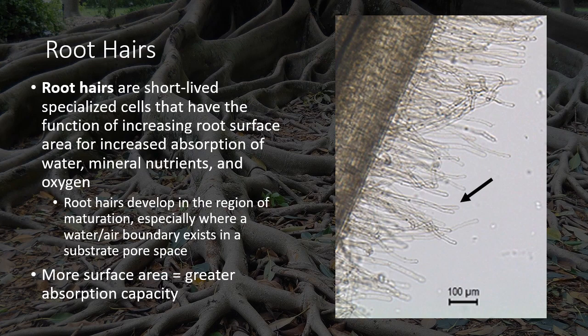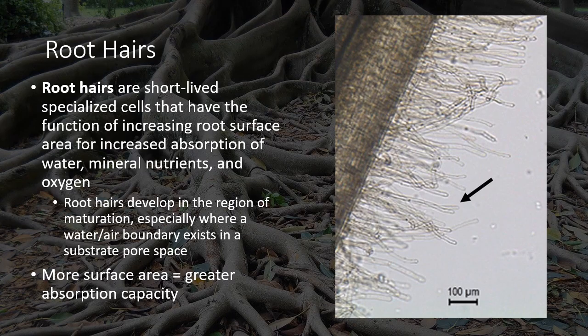They are short-lived and they really only develop in the region of maturation. If you go back farther along the root to an older section of root, often the root hairs are gone. They have withered away and they're no longer present. So they're really short-lived. They're just present in that region of maturation, and the root hairs are doing the majority of the absorption of soil resources for that plant.